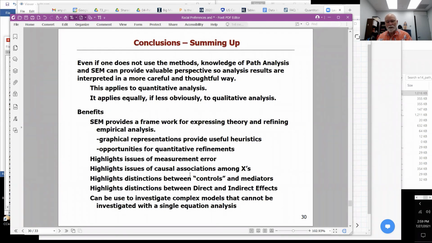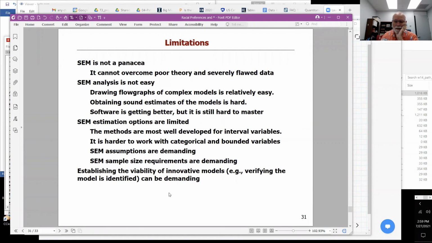there's a whole bunch of good things that you can get out of the framework, even if you never use it. And if you do use it, there's even more. And then we have to always acknowledge limitations. The one is, the first time you learn SEM, you can get a case of religion and think that all problems are solvable.